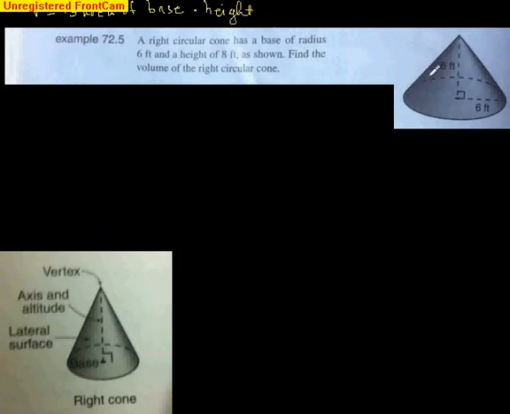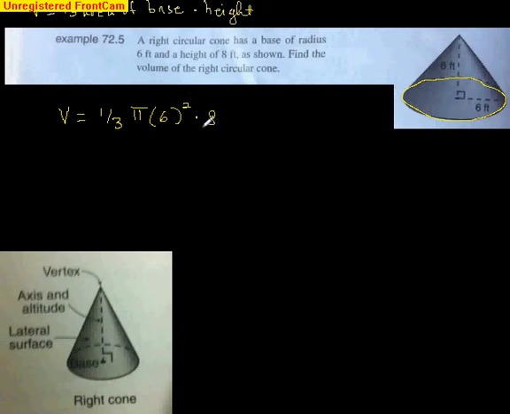So this right circular cone has a base of radius 6 feet and its height is 8 feet, shown there. If we're going to find the area of the base, it is the area of a circle. So we're going to use the circle formula. Let's say volume equals 1/3, area of the base would be pi r squared, right? A circle is pi r squared. So it's going to be pi times 6 squared times the height, which is 8.